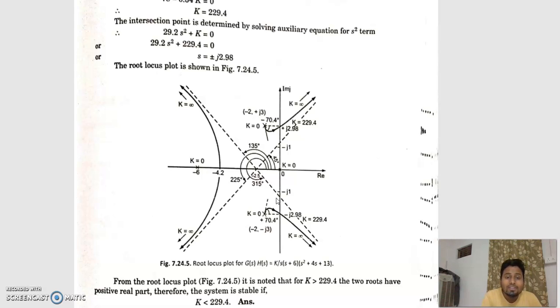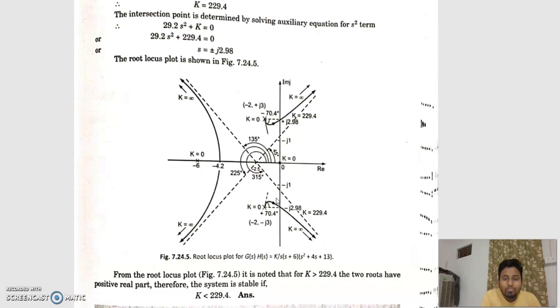So we see that the total number of branches in the root locus is 4, because capital N is 4. So firstly draw from minus 70 degrees, it will follow the asymptotic line as k goes to infinity. Another one from 70.4 degrees also follows the asymptotic line, and the last two start from minus 4.2, following the upper asymptotic line and the bottom asymptotic line. That is the complete root locus plot.